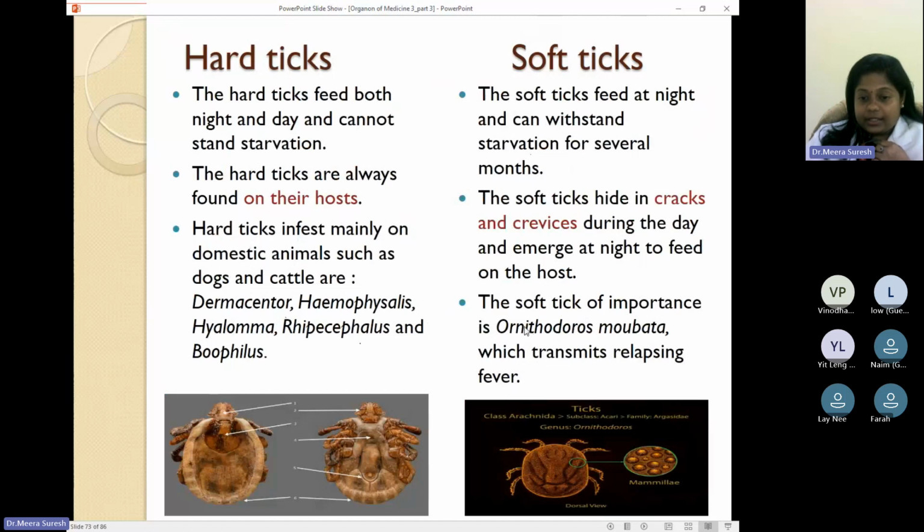Just remember this term, Ornithodoros. Ornithodoros is the soft tick. Remember that. Among all the other names, I don't want you to remember them, but remember Haemaphysalis. Haemaphysalis is the hard tick. You can remember it like HH: hard tick, Haemaphysalis. And soft tick, Ornithodoros, so OO. Because it will usually be asked in MCQs, you can make a mnemonic like that or some connection like that to remember.